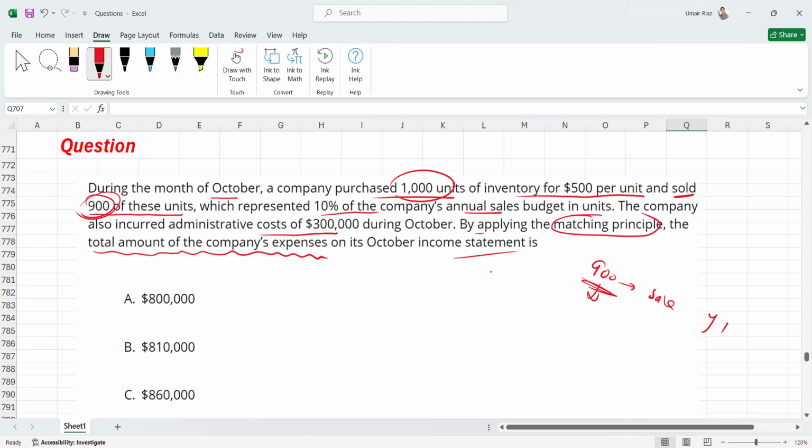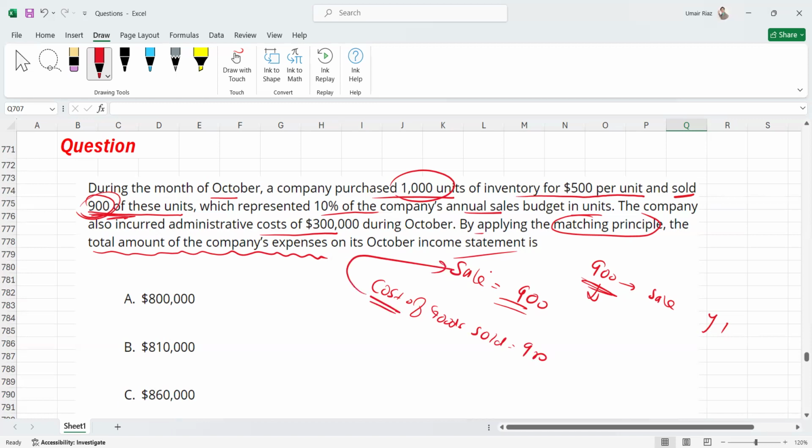Understood? Now please remember here. Because we are provided two things here. Number one, we sold 900 units. So it means we are recording a sale of 900 units, right? So first thing, as per the matching principle, we have to record the cost of goods sold of these 900 units. Because this is a relevant expense to this sale.